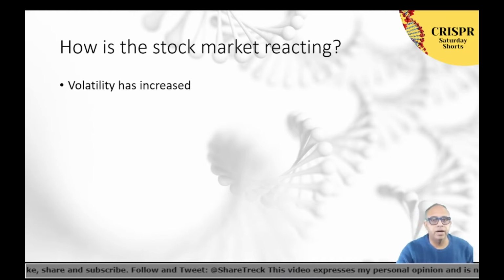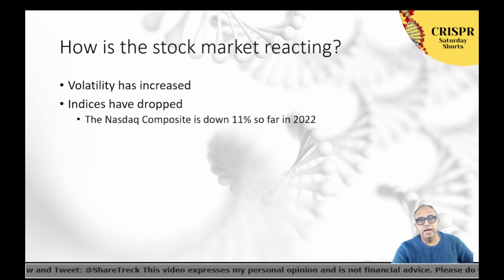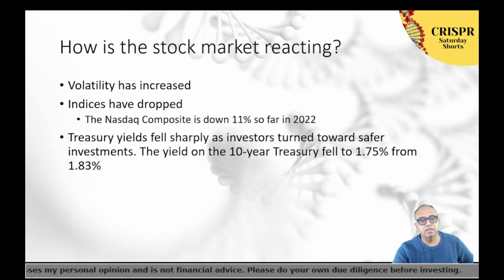So how is the stock market reacting? So we already see increased volatility in the stock market. Indices have dropped. Our NASDAQ composite has dropped 11% so far. The treasury yields have also gone down. It was at 1.83% at the beginning of the year. It's now down to 1.75.